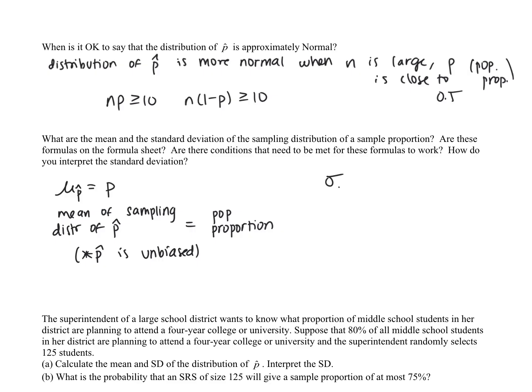And then the spread, so that is the standard deviation of the sampling distribution. That is the square root of p times 1 minus p over n. It is incredibly important that you know the difference between p and p hat. p is population proportion, p hat is sample proportion. For that second formula to work, this is only when sampling with replacement.